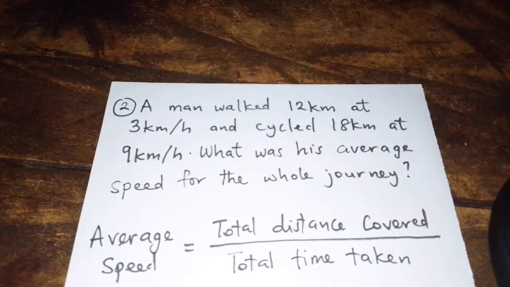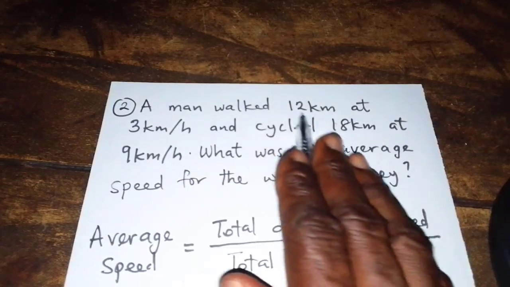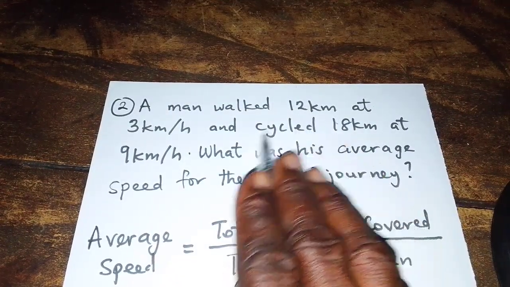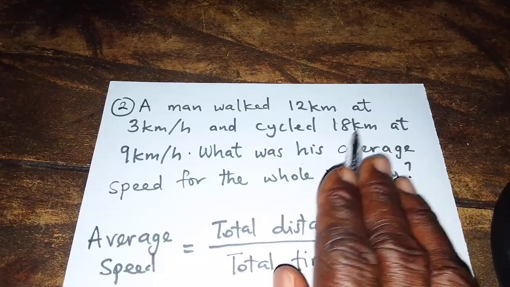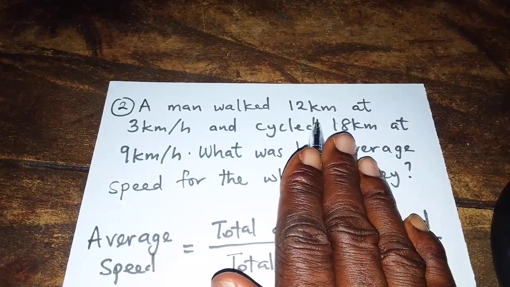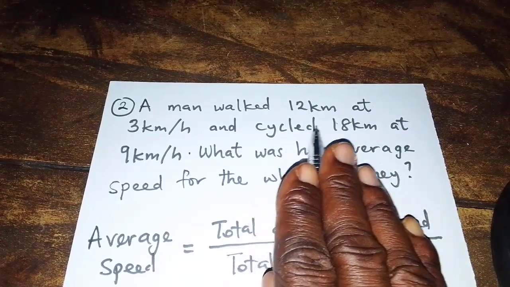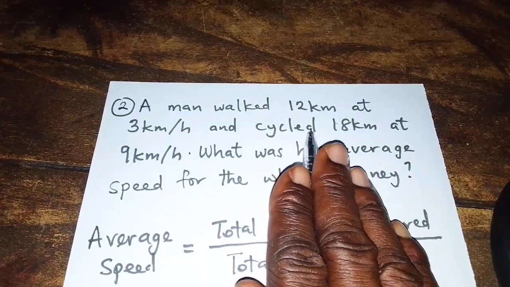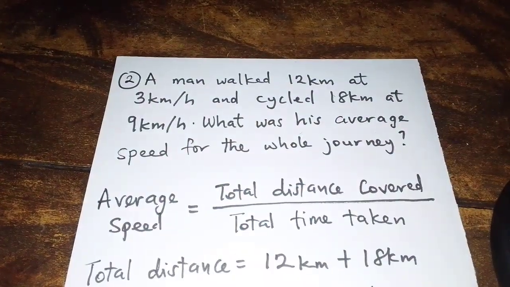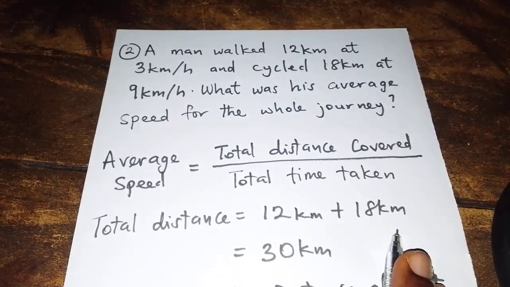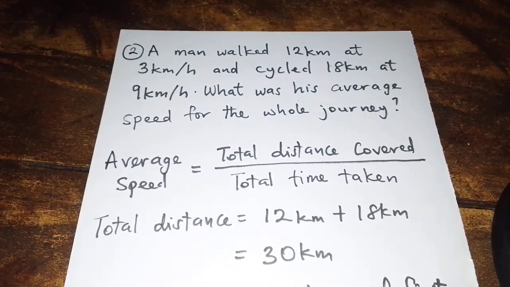Now, the journey is in 2 parts. He walked 12 kilometers and he cycled 18 kilometers. So the total distance he covered is 12 plus 18 kilometers, which gives us 30 kilometers. We also need to know the time taken in the two phases of his journey.